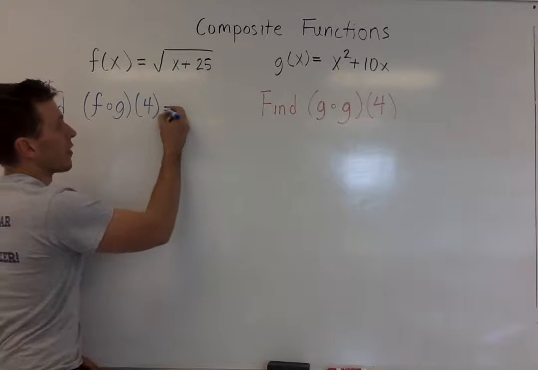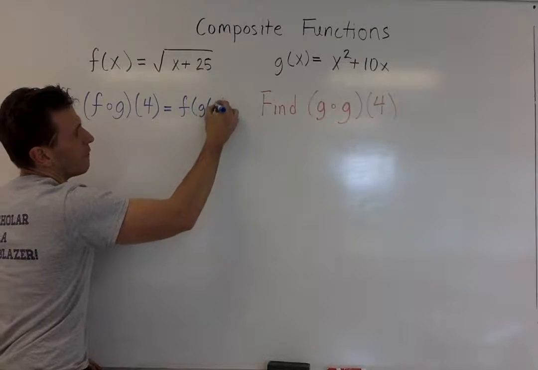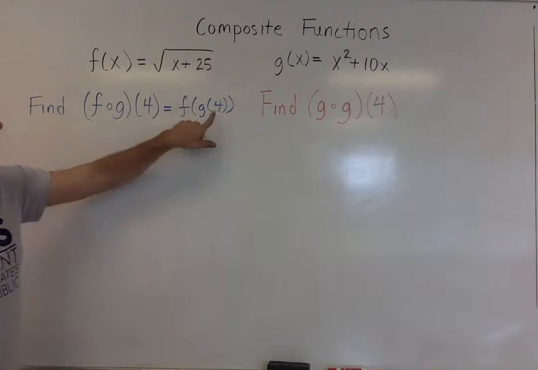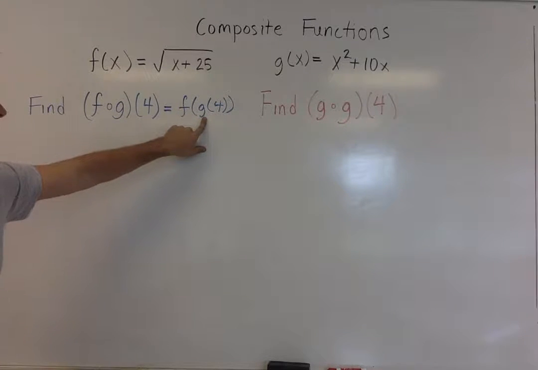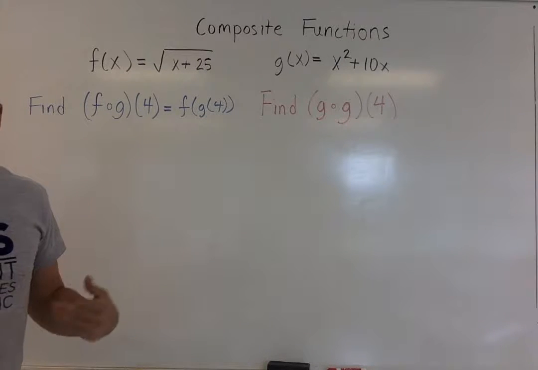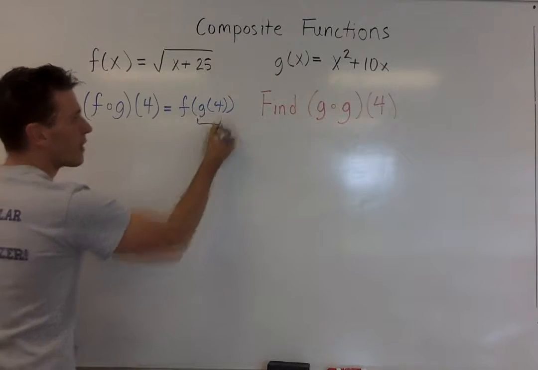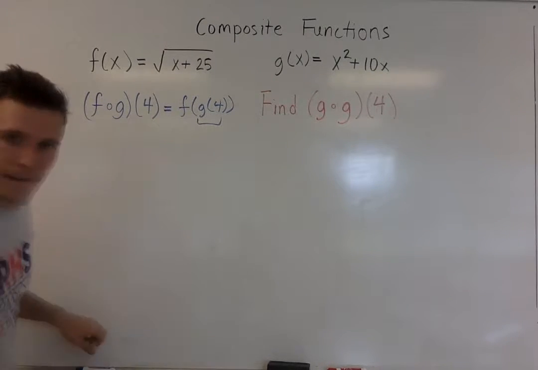That's really just another way of writing f of g of 4, which means plug 4 into g, and then whatever comes out of that, plug it into f. So the way that I'm going to approach this is, first, I need to know what g of 4 even is in the first place.